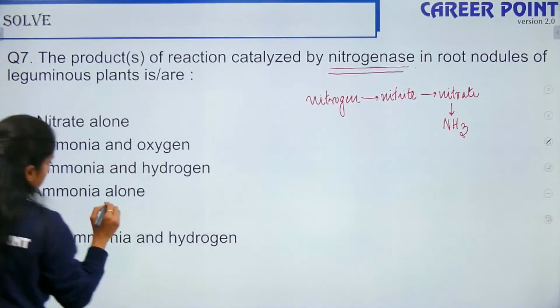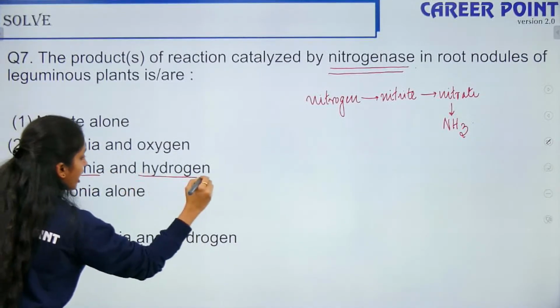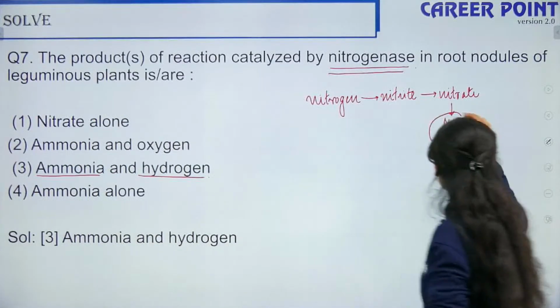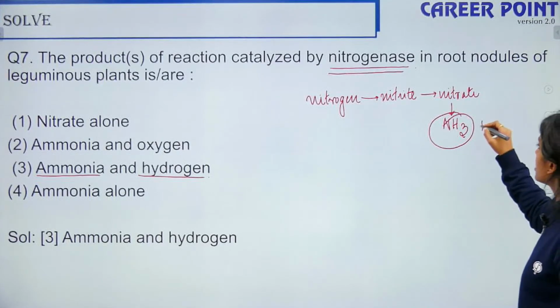So the products are ammonia and hydrogen, that is H plus, right? So the end product here is ammonia, NH3 plus H plus.